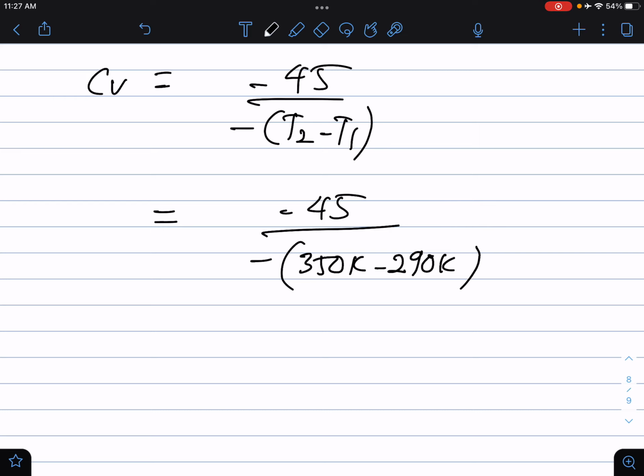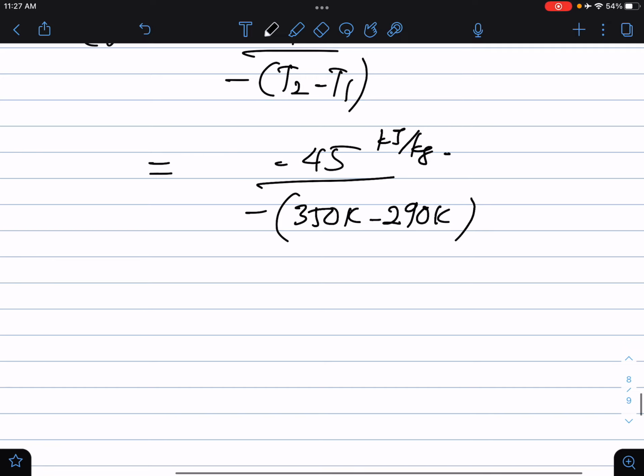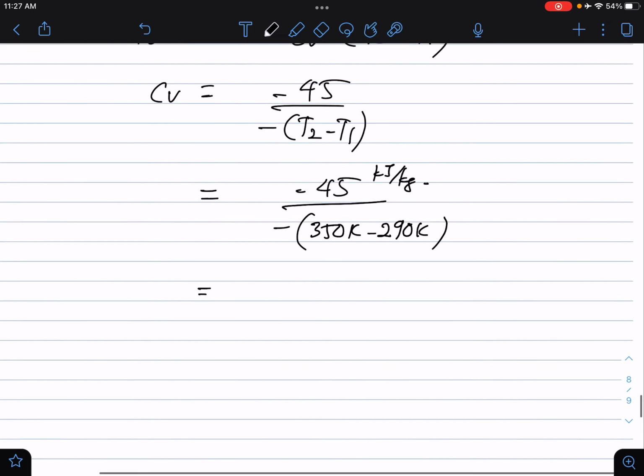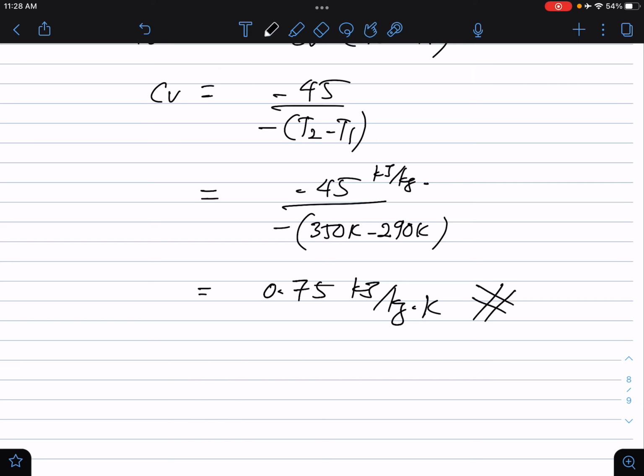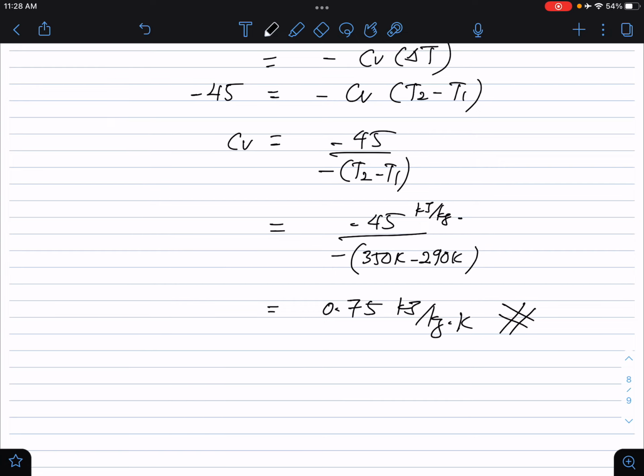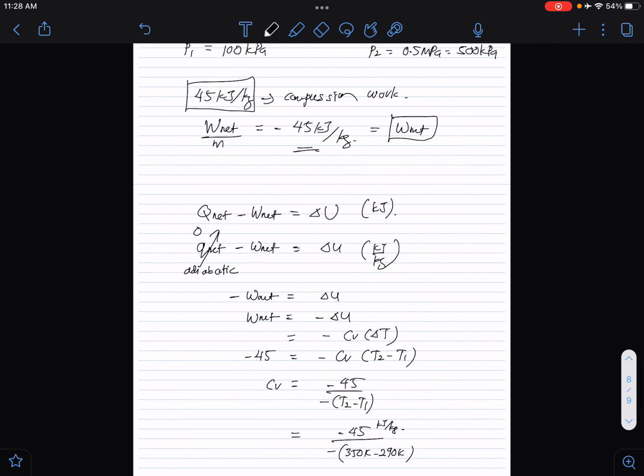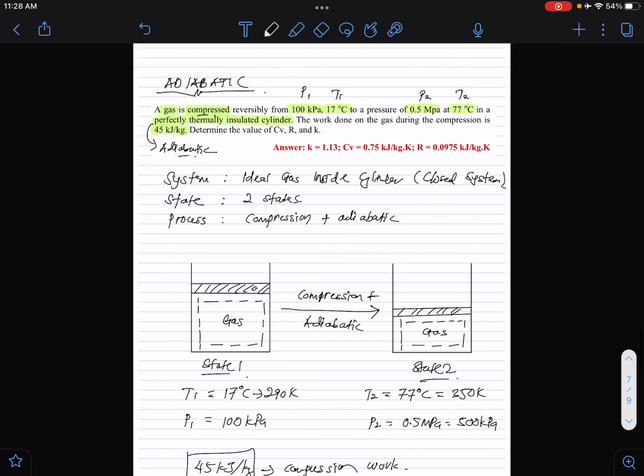The above one is kilojoule per kilogram, so you will end up with kilojoule per kilogram Kelvin. Then by pressing your calculator, you get 0.75 kilojoule per kg Kelvin. All right, so the next thing, the value of R and also k.